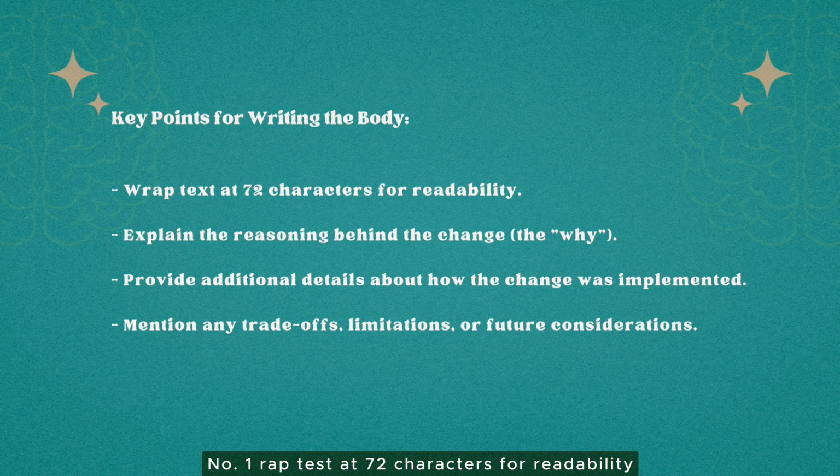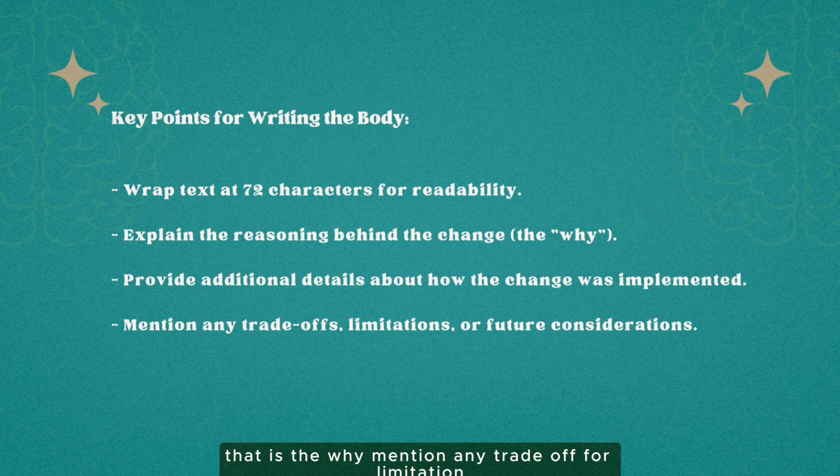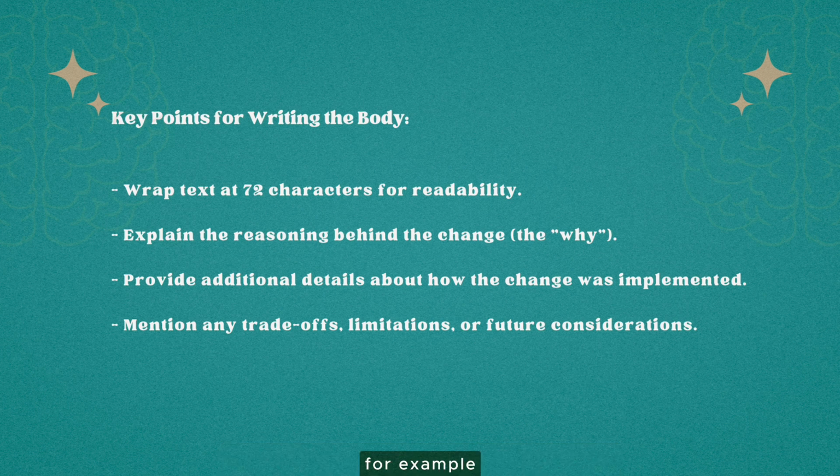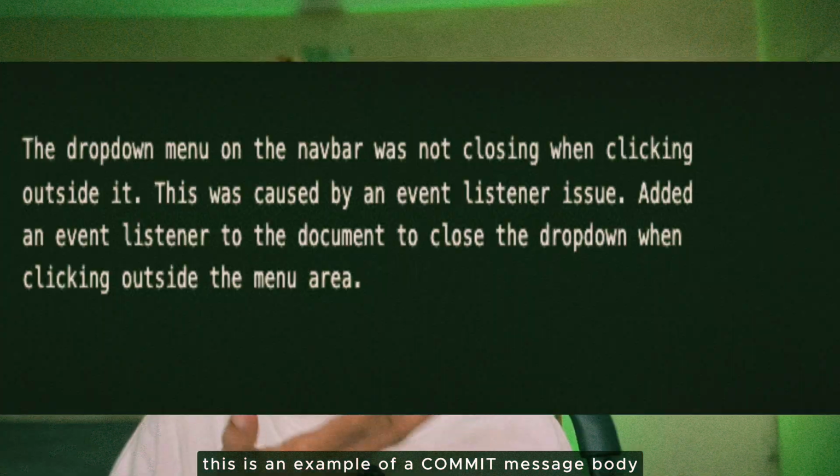Number 1, wrap text at 72 characters for readability. Explain the reason behind the change, that is the why. Mention any trade-off or limitation. Provide additional detail. For example, this is an example of a commit message body.